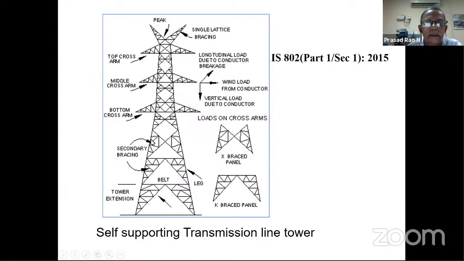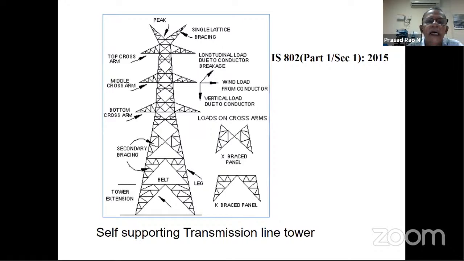The third one is the X bracing panel. So this is the primary member, leg member, and this is a bracing member. Then I will come back to the secondary members later on. So you can see the load subjected. The tower is subjected to 3 types of loads. One is wind load acting on the conductor, and vertical load because of conductor weight, and broken wire loads.